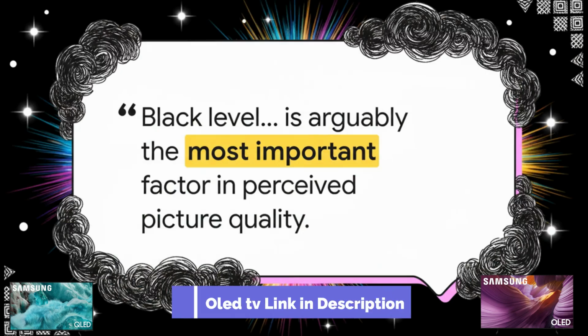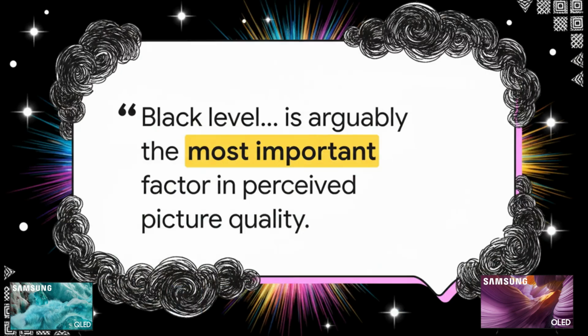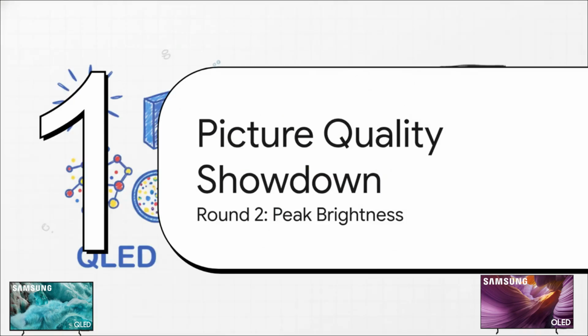And this quote really hits the nail on the head. That ability to go completely black gives OLED what we call an infinite contrast ratio. It's the difference between the brightest white and the darkest black. And it's why watching a movie set in space on an OLED just looks unreal. The stars pop against the perfect blackness. It's just incredible. But hold on, QLED is ready to fight back in round two, peak brightness.